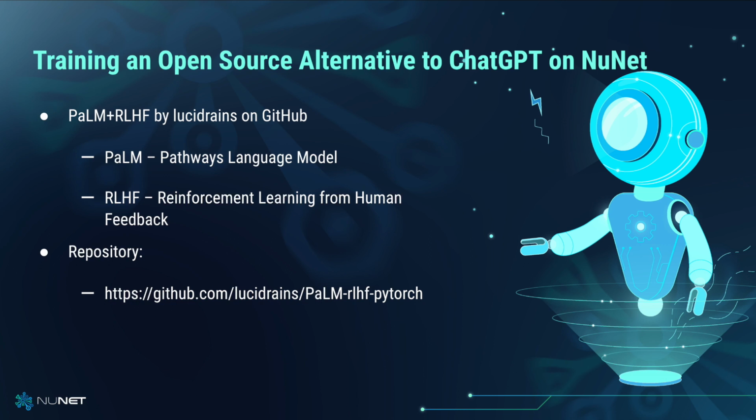So using both of these approaches, we are implementing an open source alternative of ChatGPT through Lucid Trains on GitHub. So this is the URL, the GitHub repository. What we try to test on NuNet is what the DMS is capable of doing, and how it can start training of such a model on NuNet.